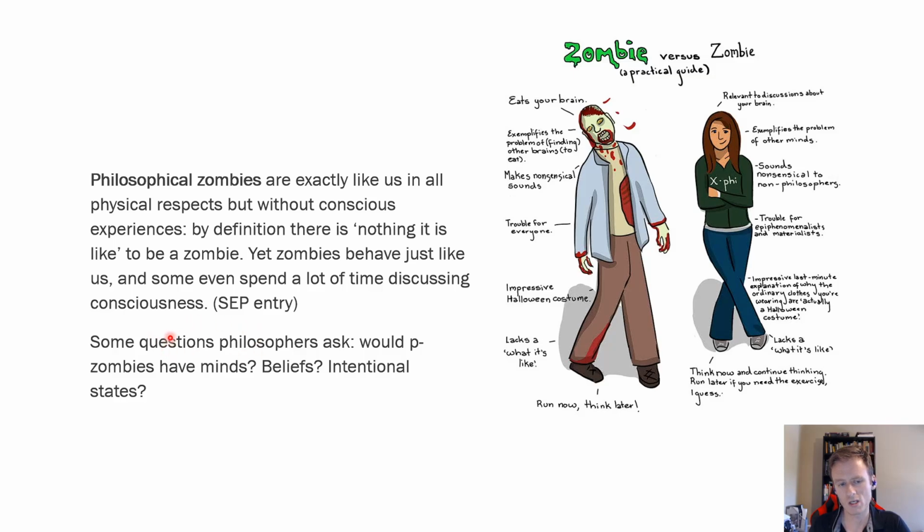Some questions philosophers ask about this are, would P-zombies, philosophical zombies, have minds? Would they have beliefs? Would they have intentional states? And if they can have beliefs but without consciousness, then that shows that beliefs are independent of consciousness. If they can have intentional states without consciousness, then that shows that intentional states don't depend on consciousness. There are actually a lot more questions that we can ask. But before we ask those questions, I want you to be very clear. This is a zombie. This is not a philosopher zombie. This is a zombie. The ones that eat your brain and all that stuff. This is not what philosophers are talking about.